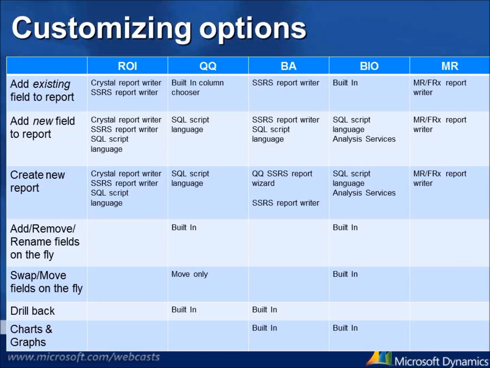If you want to rename, remove things, or swap fields, well, you can go ahead with Quick Query and add and remove fields, rename them, and remove them. You can do that in BIO as well. And also, if you want to swap fields, you can do a little bit of moving in Quick Query, but really, if you wanted to get interactive with your reports, BIO is your choice.